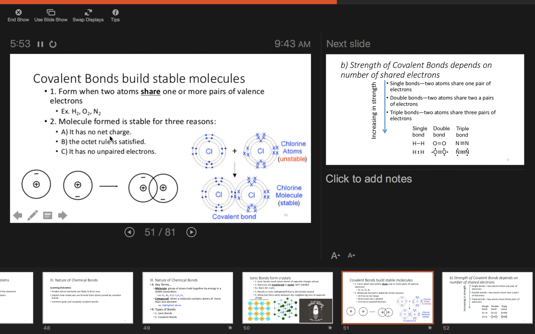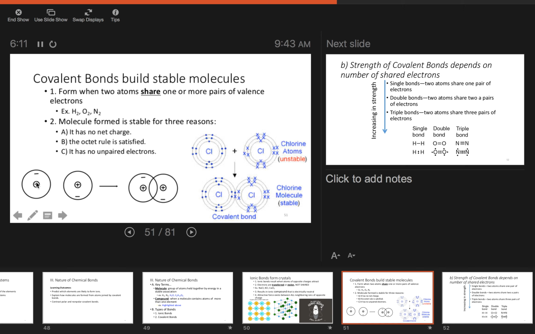Now, molecules in covalent bonds are stable for a couple different reasons. First off, there's no net charge, it's just neutral. The octet rule is satisfied for both atoms, and it also has no unpaired electrons.